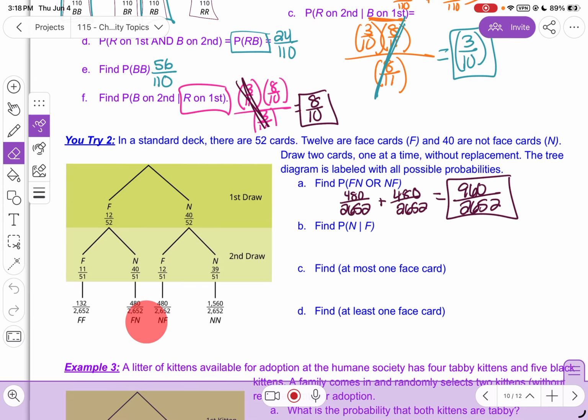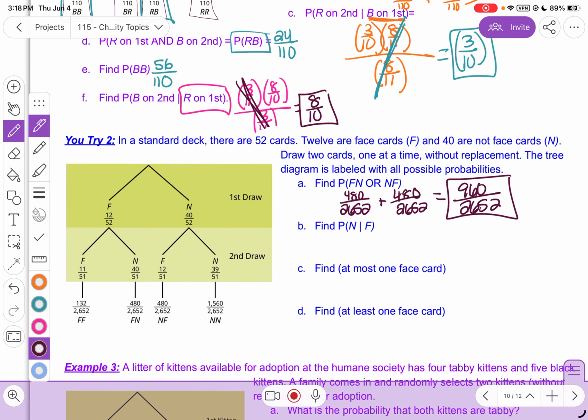Probability of N given F. So the probability of N given that you got an F first. So F first is 12 out of 52. And then N after that is 40 out of 51. And then the probability that you had F first was 12 out of 52. Those are going to cancel. So 40 out of 51.